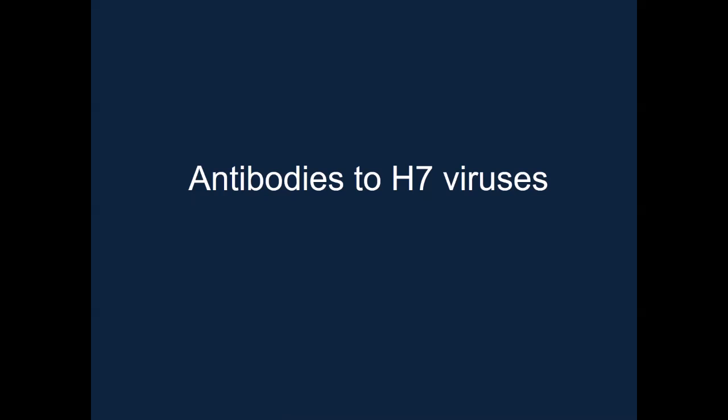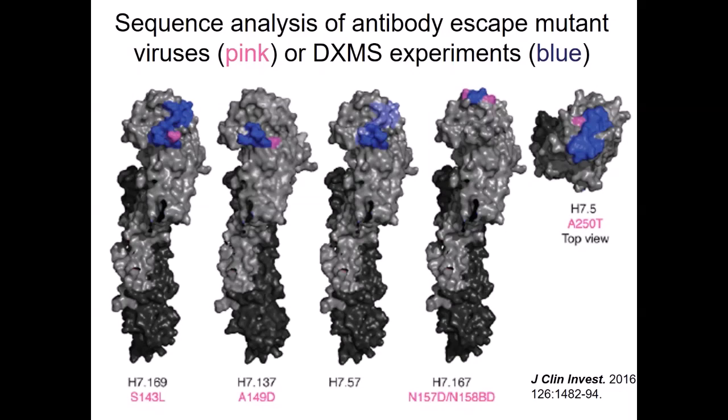So that's, I've gone through H1, 2, 3, 5. What about H7 viruses? So again, these are avian viruses. We've used a number of techniques to map the epitopes, and I've already shown you single particle EM reconstructions from Andrew Ward and Crowe crystals from Ian Wilson's group.